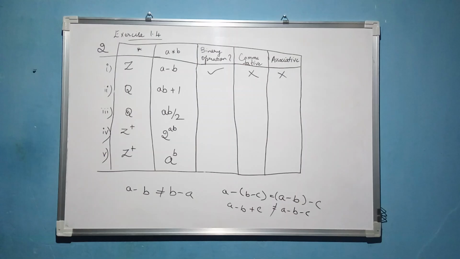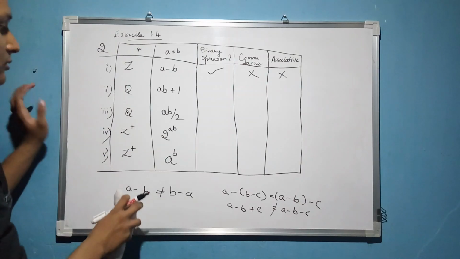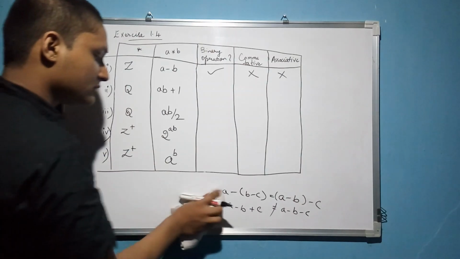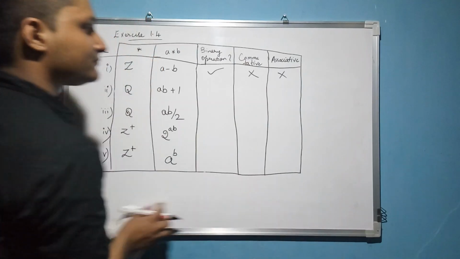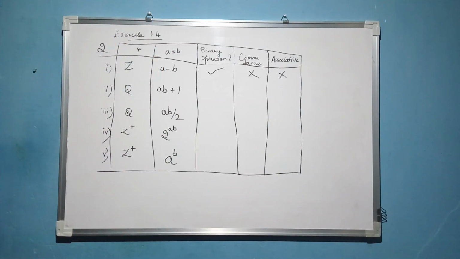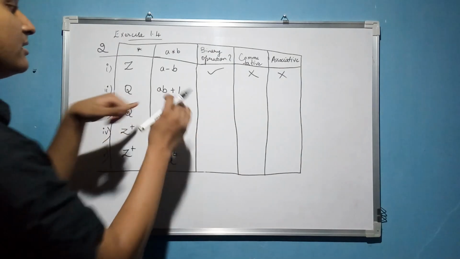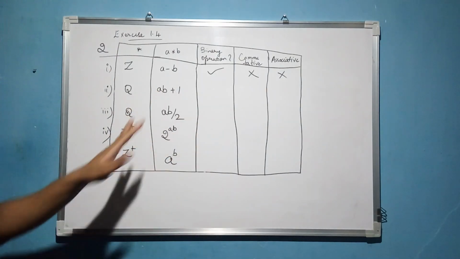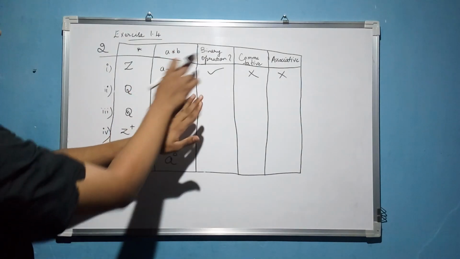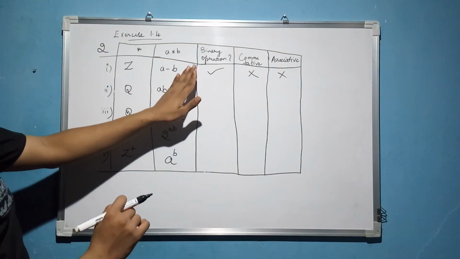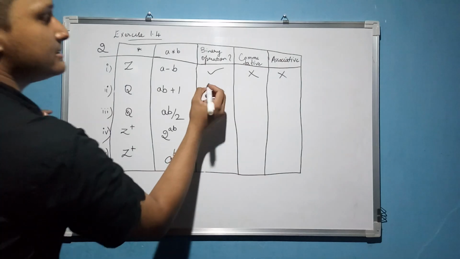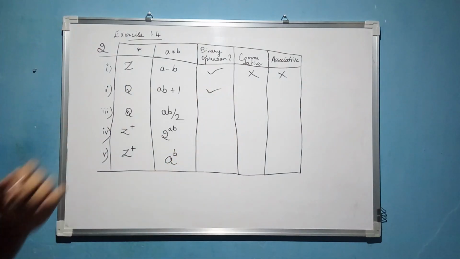Now we are going to the second question. Q stands for the rational numbers. So now we have the rational numbers with us. This is simple multiplication, A into B. 1 is just added to every number, so leave that 1. To check whether it's a binary operation, it's just a multiplication, A into B. Hence it comes to be a binary operation.